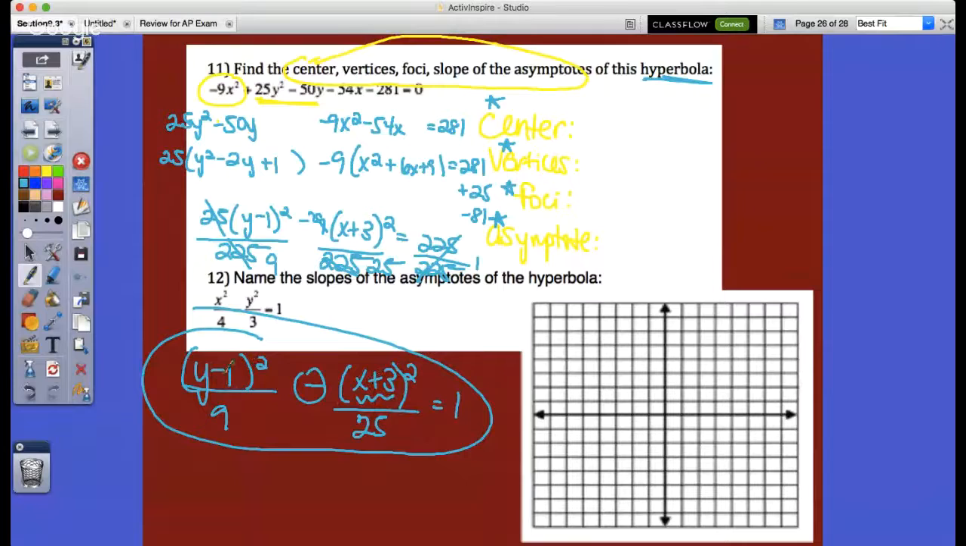So I could go left 3 and up 1. So I'm going to go left 3, up 1. So my center is -3, comma 1. Good. Because of the square root here underneath the y, even though this value is 9, our a value, because it's the first value in the hyperbola, would be 3, where our b value would be equal to 5. Now, this is important because we remember that 3, since it's underneath y, tells me that I'm going to go up 3 and down 3 from my center, okay?